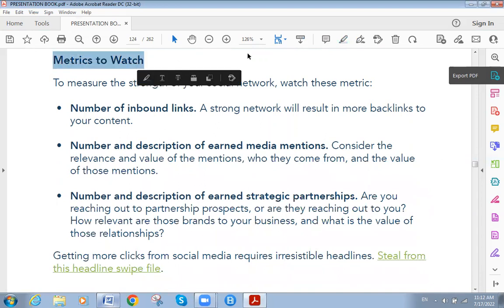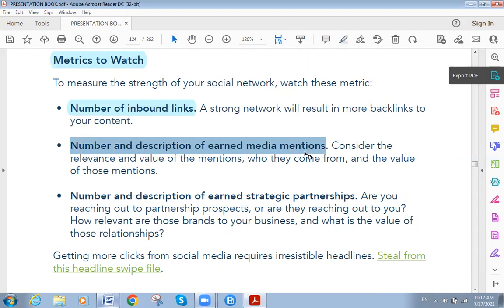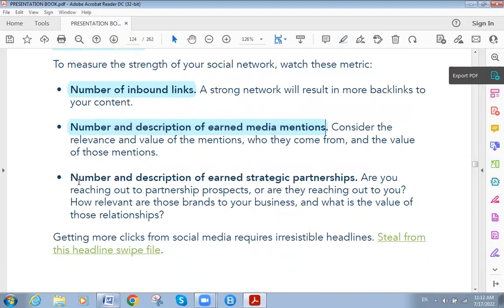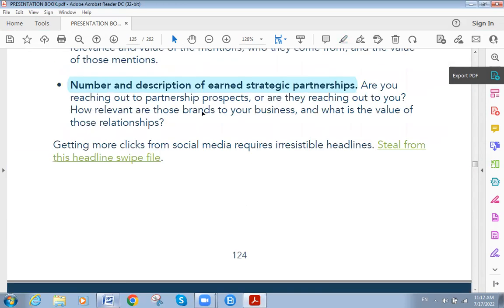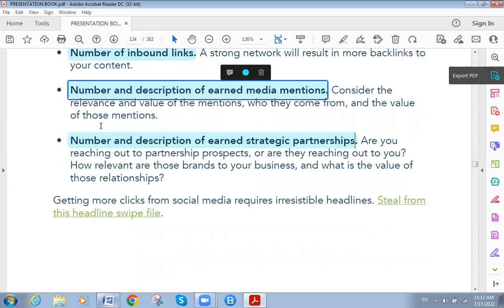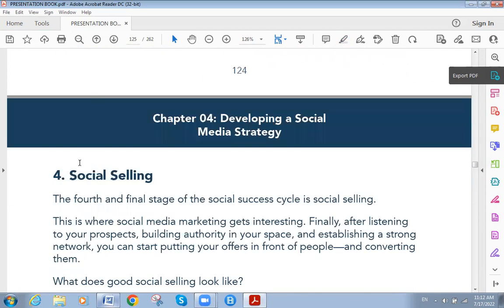The metrics to watch here are the number of inbound links, number and description of earned media mentions, number and description of earned strategic partnerships. Like you see here, the word earned. So you got them.